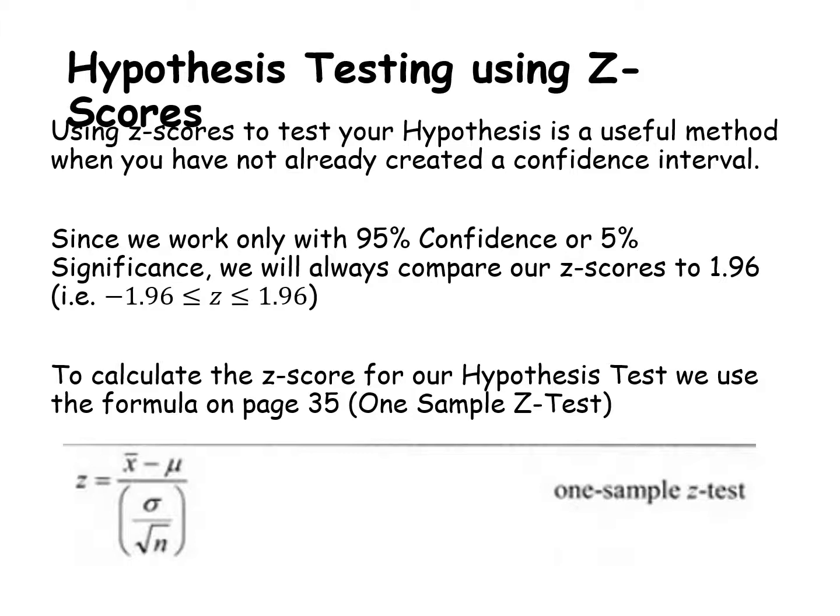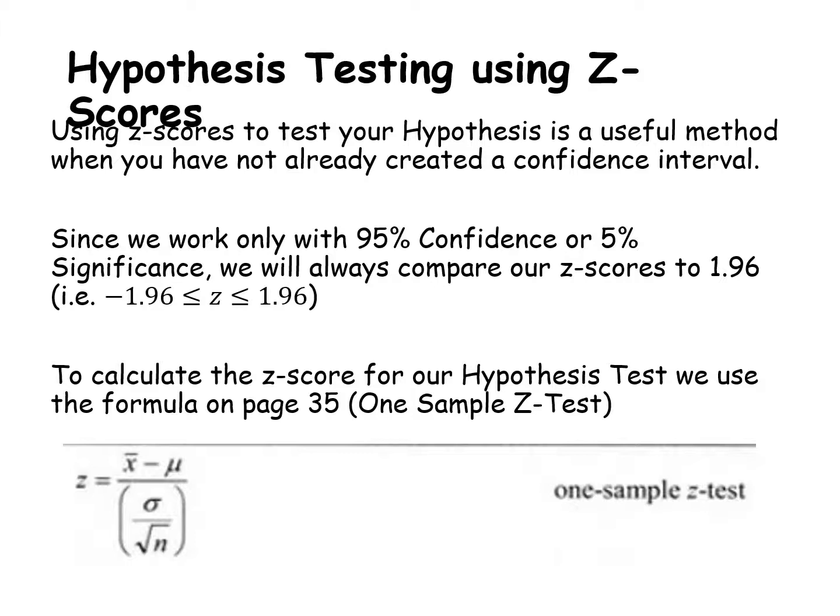Since we work only with 95% confidence or 5% level of significance, we always compare our z-scores to 1.96, and that is a plus and a minus 1.96. So that's going back to what we would have learned at the very start of our inferential statistics.